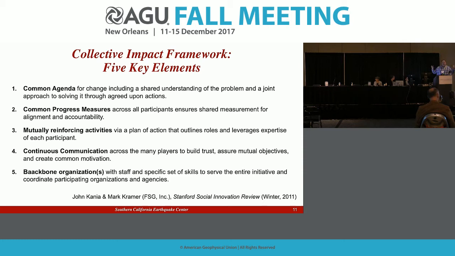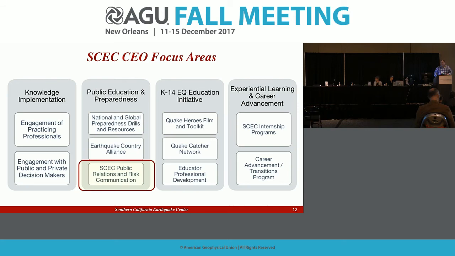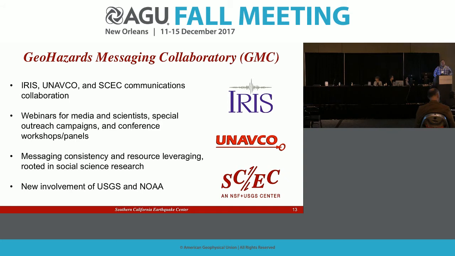that really fit together. And it was really interesting to see this and look at what we've been doing and the values we've had fit to where we can use this as a new model to learn and improve what we're doing. So this especially touches on what we call our public education and preparedness focus areas. One example of this is a new project over the last year called the Geohazards Messaging Collaboratory, bringing together IRIS and UNAVCO, SCEC, and now also USGS and NOAA to make sure we're coordinating public messaging before, during, and after earthquake situations, when earthquakes happen.